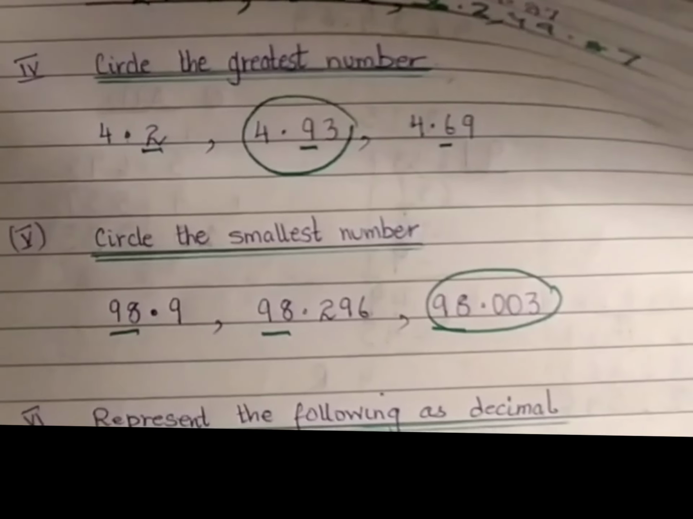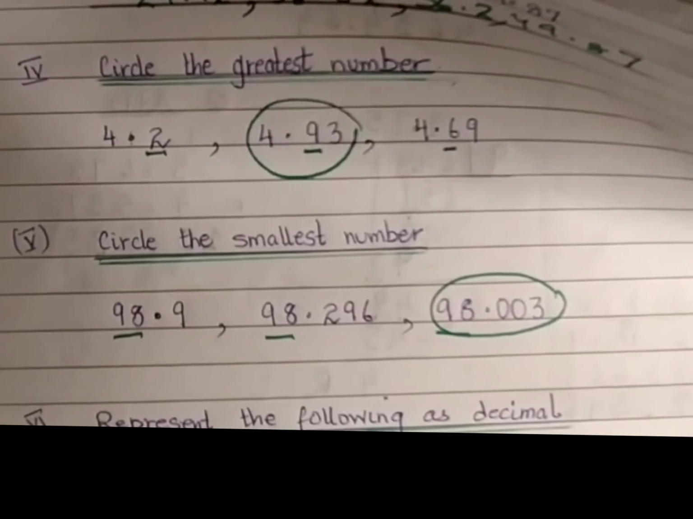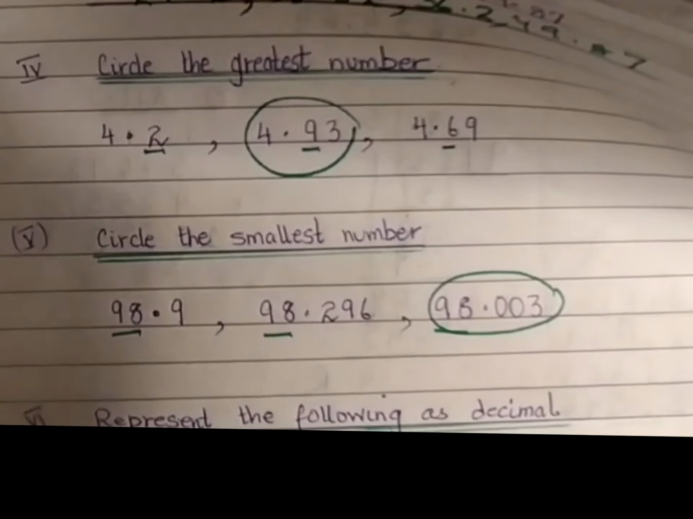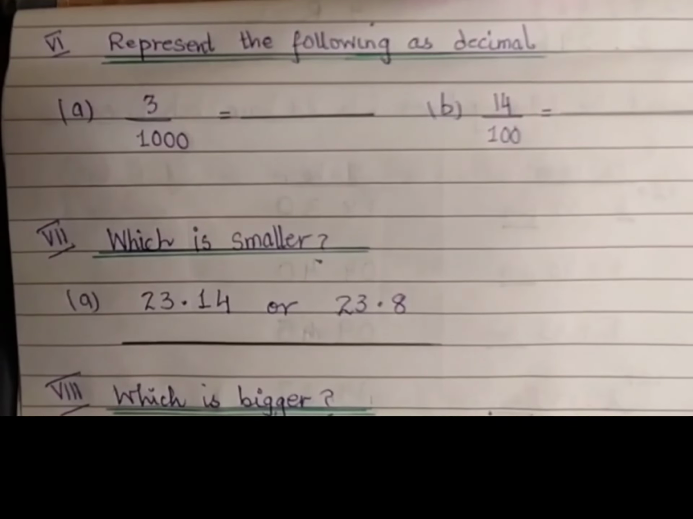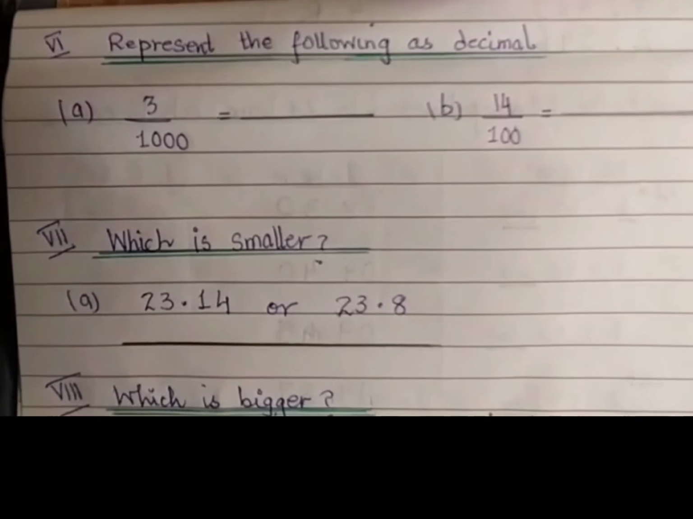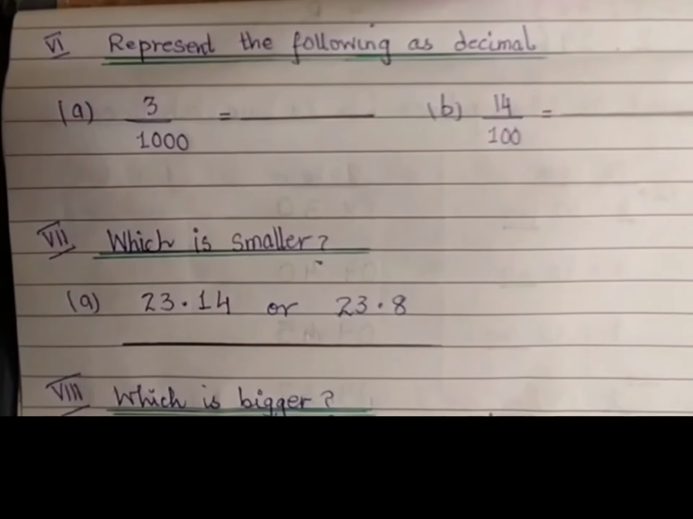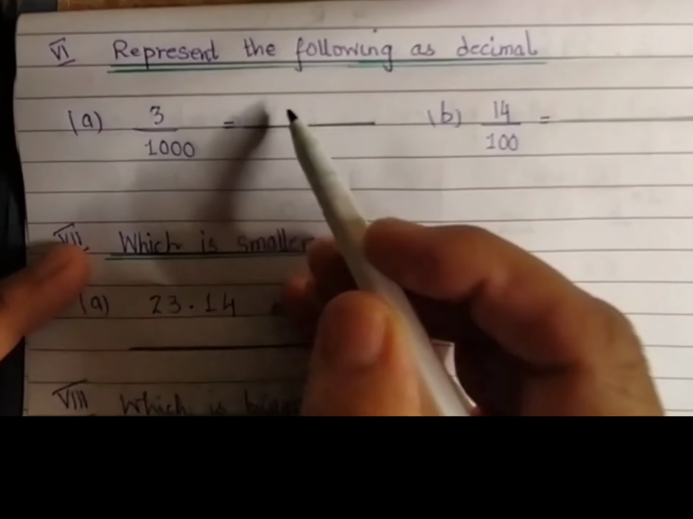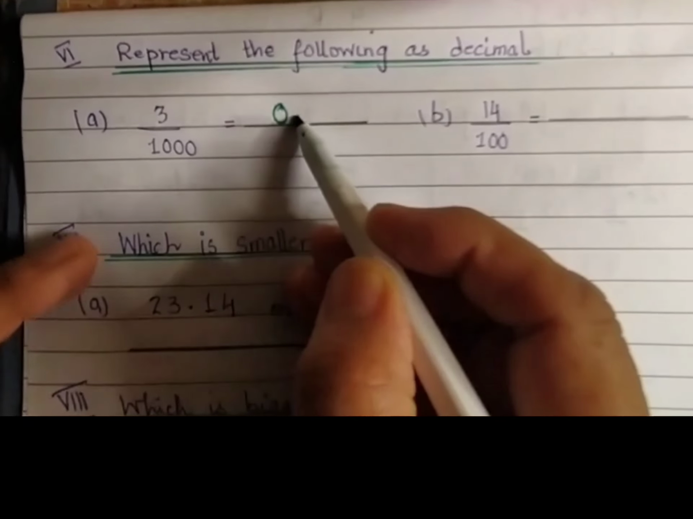Alright, let's move ahead with the 6th question, the 6th part. Represent the following as decimal. Simple. Do we have any whole number here? There is no whole number on the side, so we are just going to write 0 point.